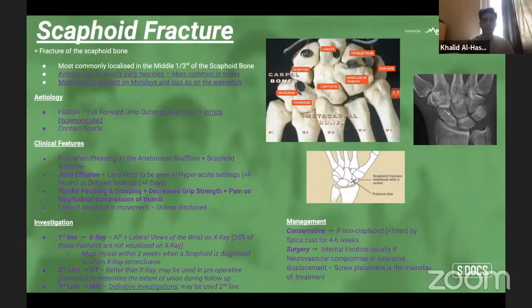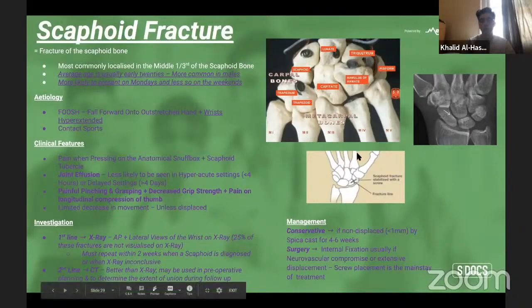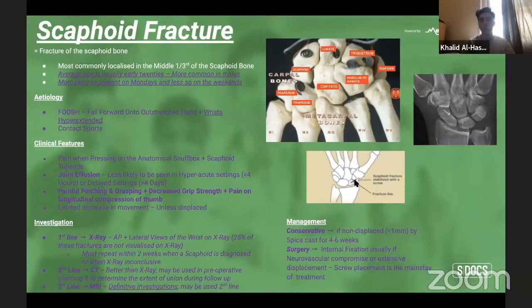Conservative management is used if there is a non-displaced fracture, less than 1 millimeter, and we use a Spica cast for 4 to 6 weeks. Surgery is usually opted for if there is neurovascular compromise or extensive displacement. Screw placement is the mainstay of treatment. In the photo here, you can see a screw that has been passed through the scaphoid along the fracture line and therefore is used to stabilize the bone.